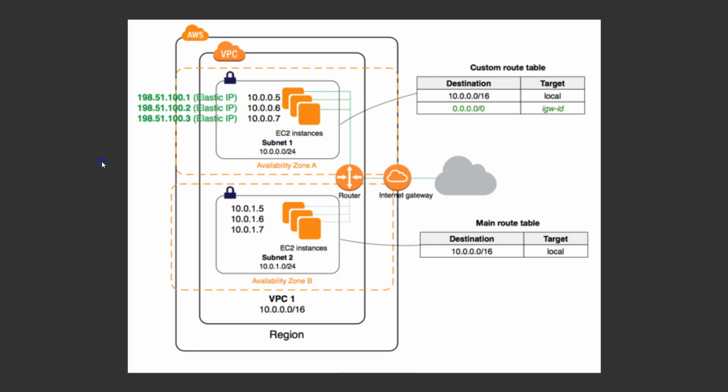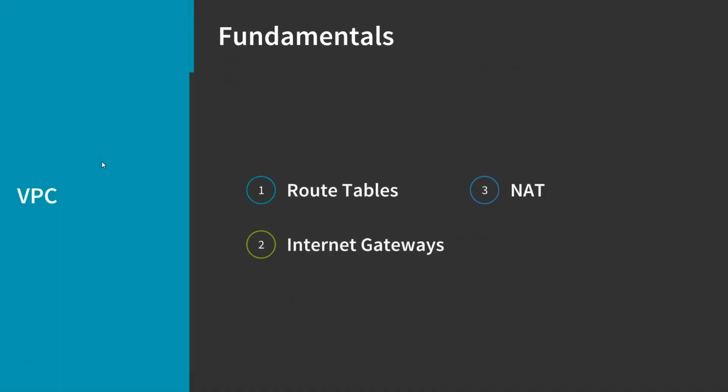Now let's take another moment to go over a few more VPC fundamentals, and the first is route tables. A route table, just like we saw a moment ago, contains a set of rules called routes that are used to determine where network traffic is directed. Each subnet in your VPC must be associated with a route table. The table controls the routing for the subnet. A subnet can only be associated with one route table at a time, but you can associate multiple subnets with the same route table.